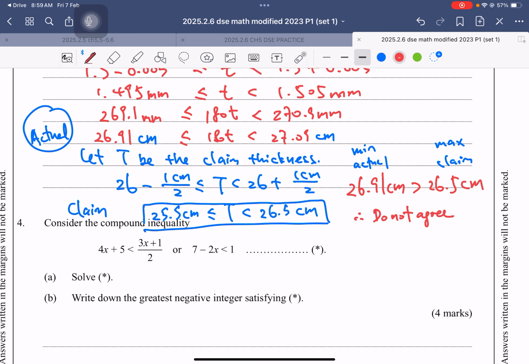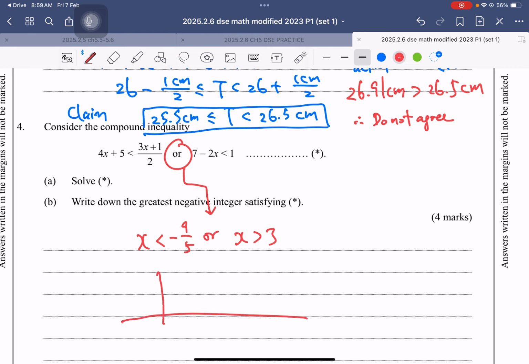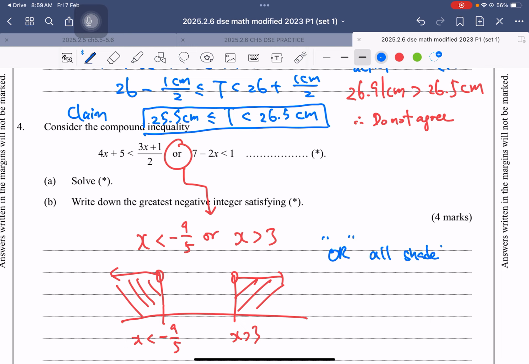Alright, so inequality. Most of you get this correct. So x is smaller than negative 9 over 5, and x is greater than 3, isn't it? What is the sign in between them? It's "or", isn't it? Then you draw the diagram. This is "or". So what is the meaning of "or"? Or means all shaded area.